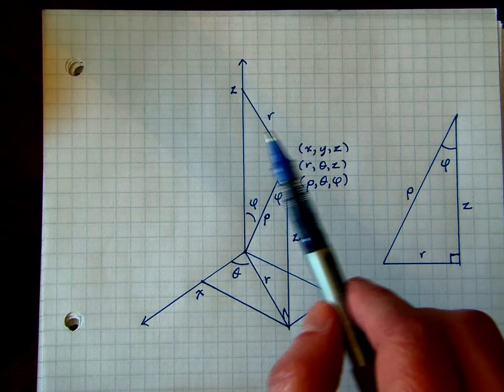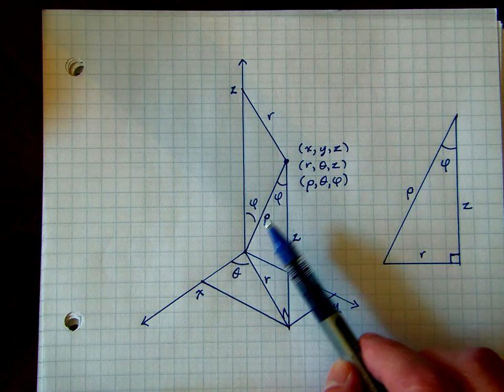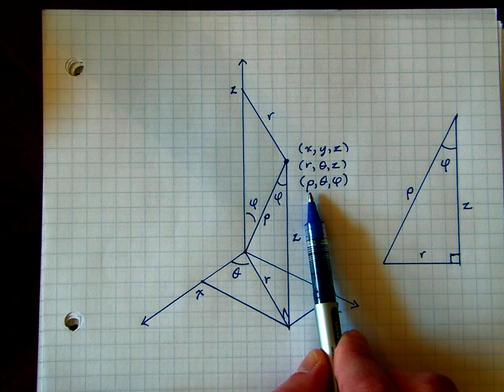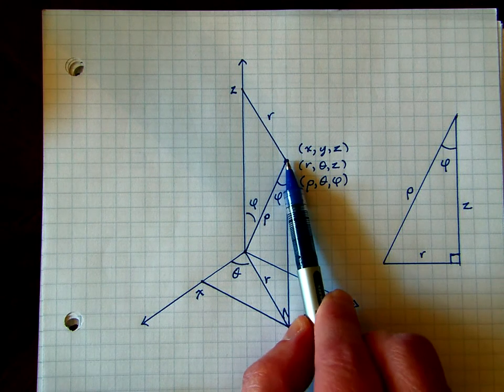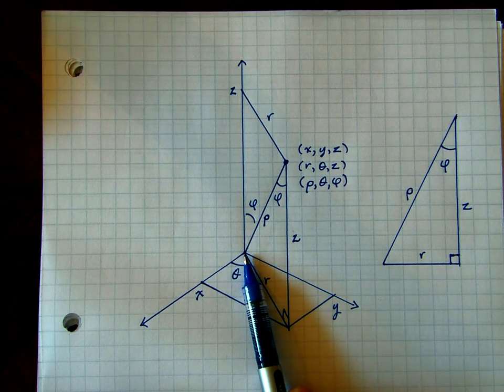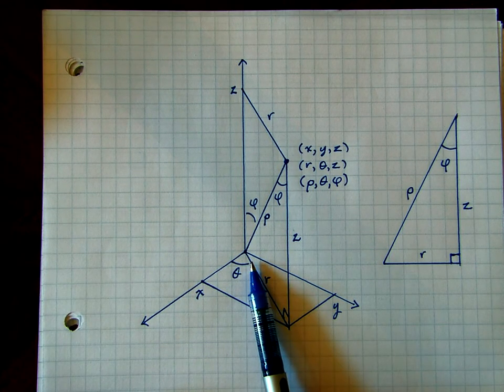Instead of having linear dimensions, it has mostly angular dimensions and only one that's linear. Here's rho. Rho is quite simply the distance to the pole, to the origin. The other thing is that theta is theta. Theta is the same as in cylindrical.